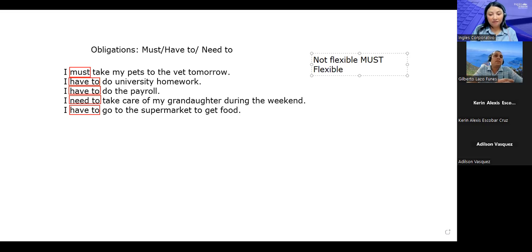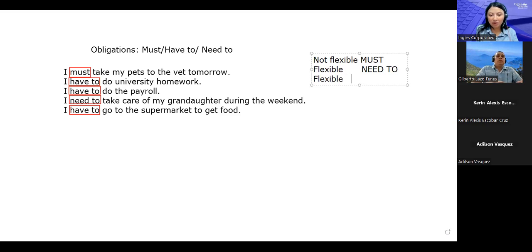Si es flexible, el need to, pero en menor proporción. Y cuando yo digo have to, ahí sí, yo decido si lo cambio para otro día, si lo hago o no lo hago. El menos flexible, less flexible, sería esta opción. El have to.